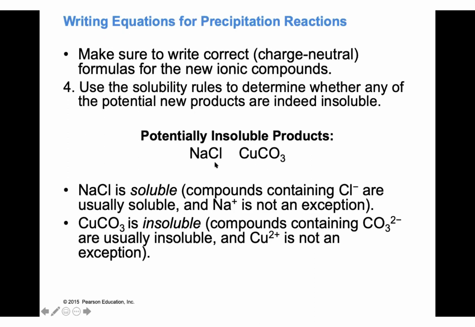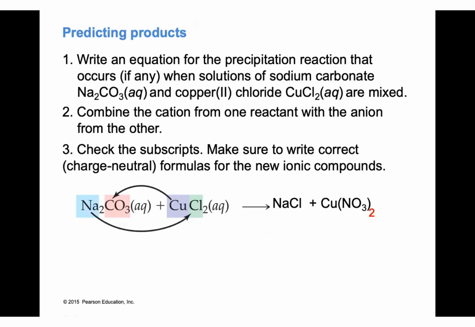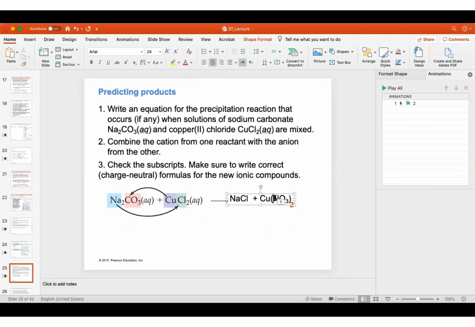NaCl, we know that is aqueous because all of the group 1 elements, the 1A elements, are soluble, so we put aqueous. CO3, oh, it was CuCO3, I made a mistake.